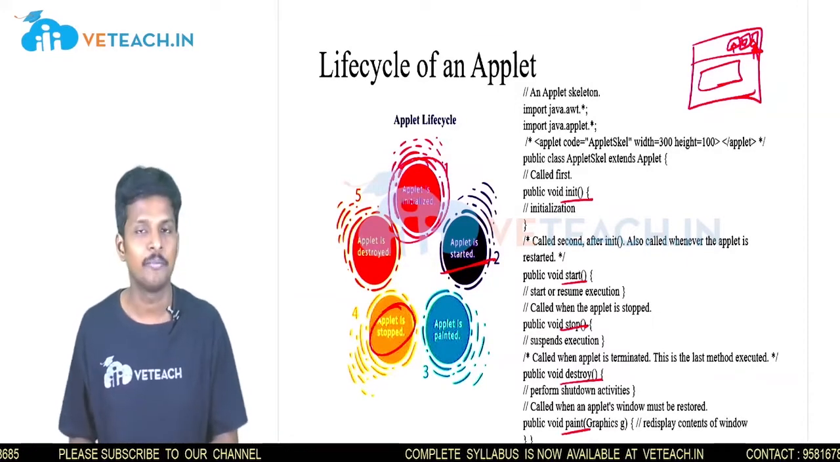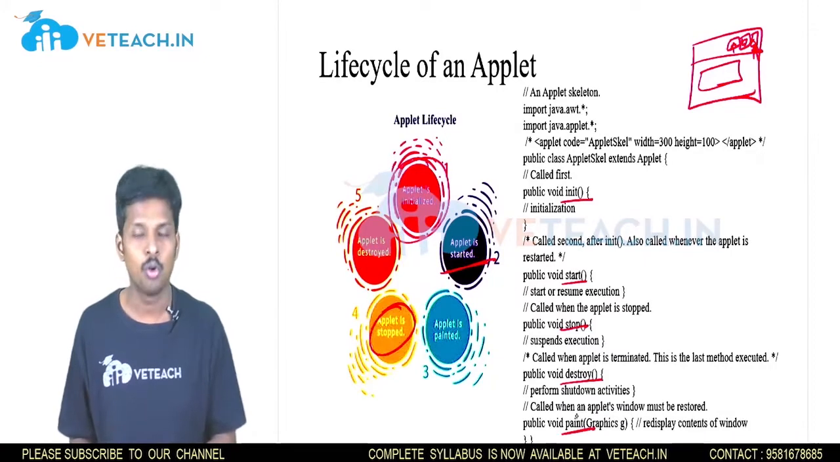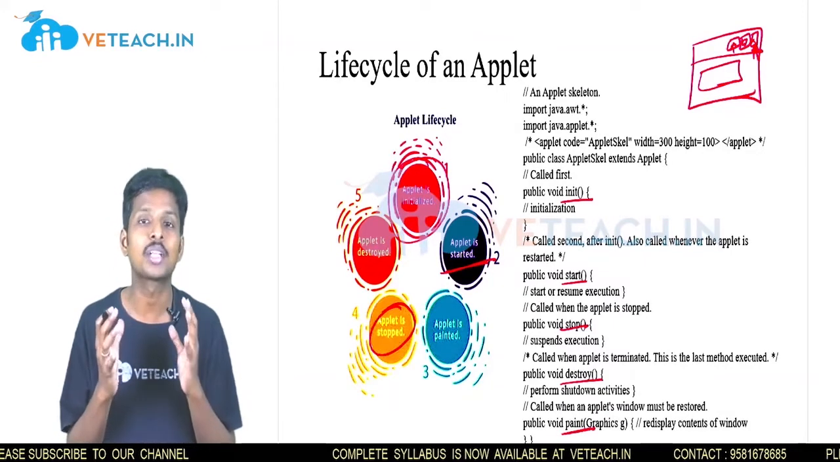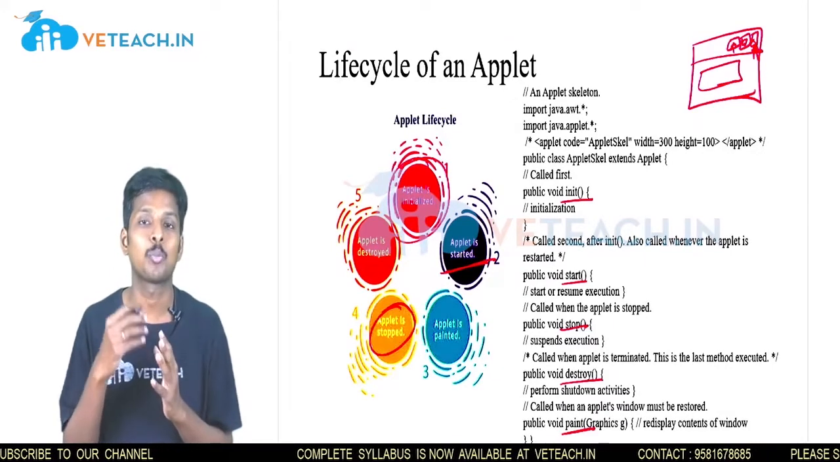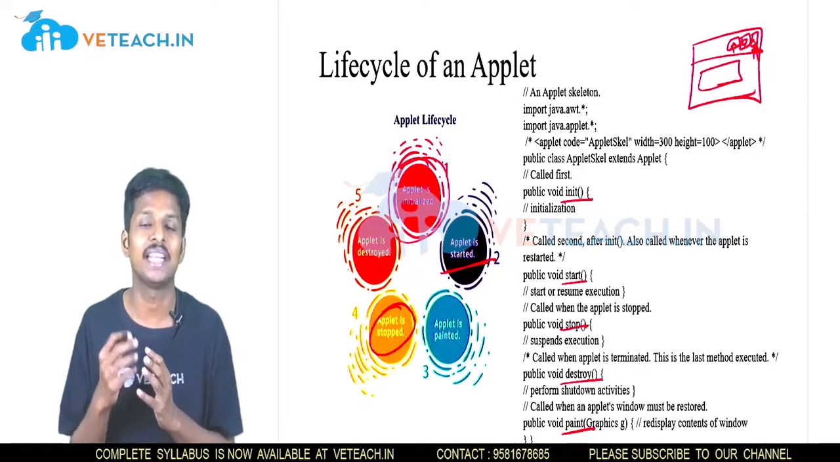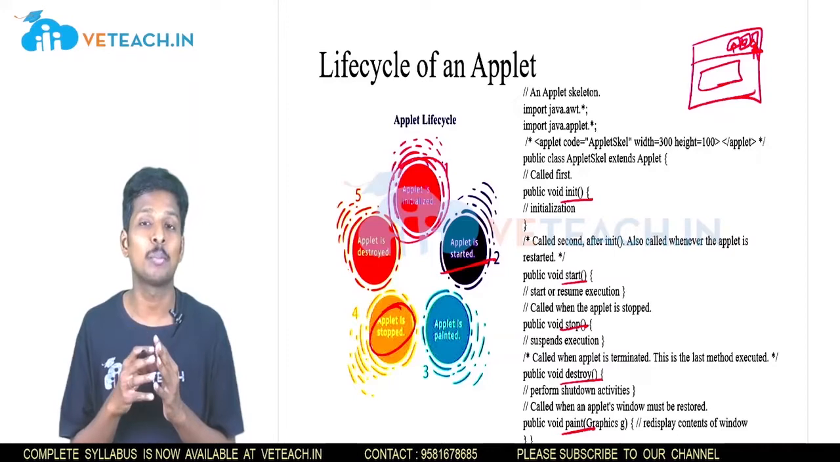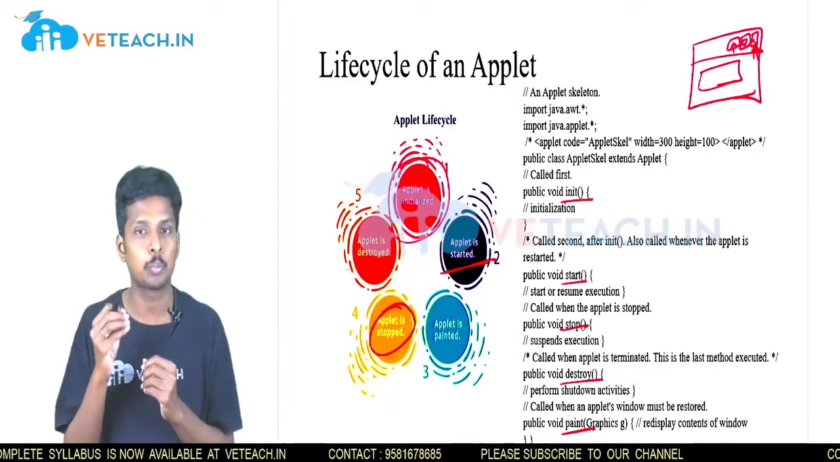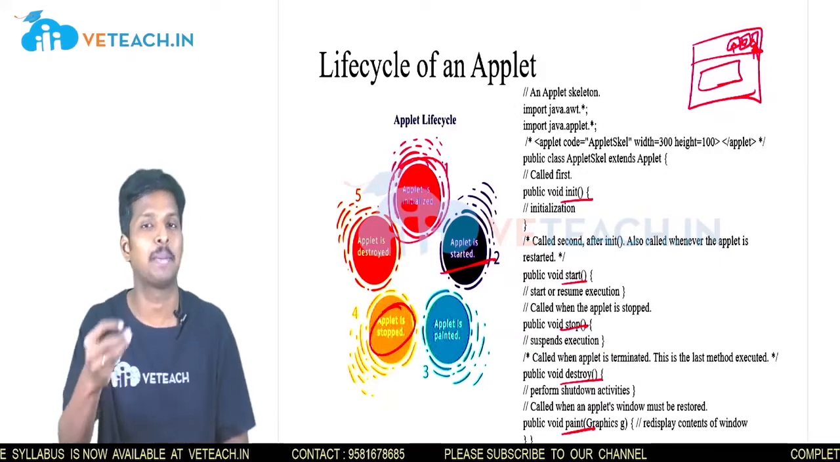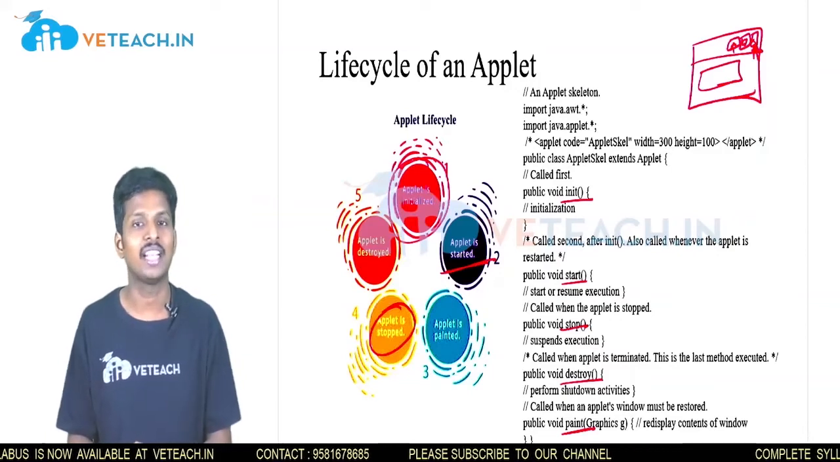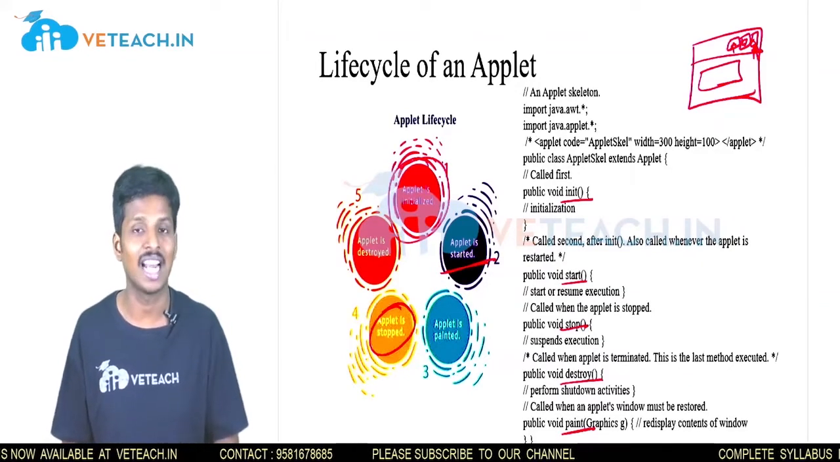Next, after the init method, the next one is the paint method. What an applet should contain, or what the output of an applet program should be, is written inside the paint method. Paint is a collection of some executable instructions whose output is displayed inside the applet window. These are the 5 different methods present in the life cycle of an applet.